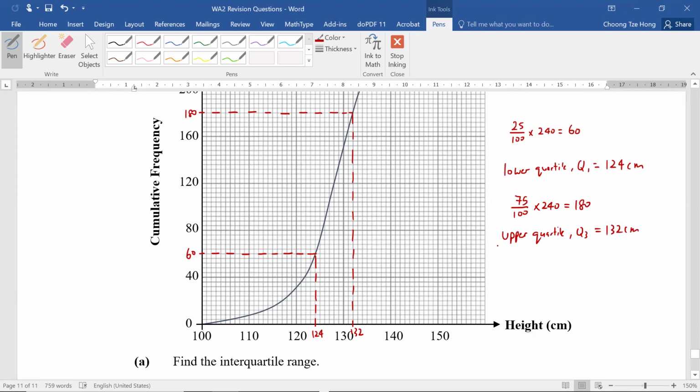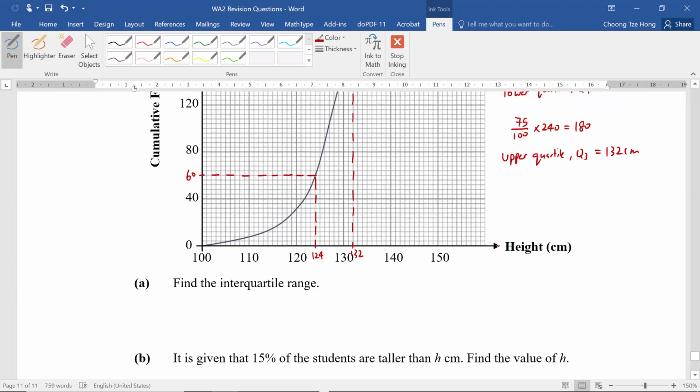In this case, we will then be able to work out the interquartile range. The interquartile range is going to be Q3 minus Q1, which will be 132 minus 124 to give an interquartile range of 8 cm for ABC primary school. I'm just going to label here Q1 and then Q3, all right?